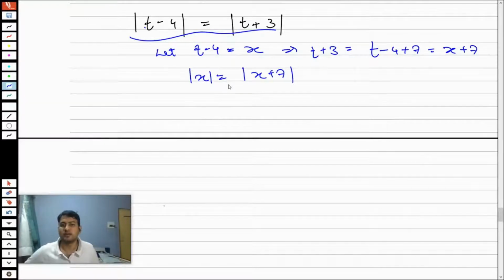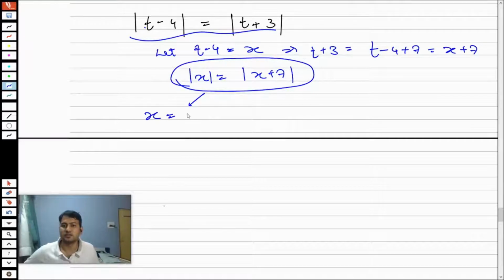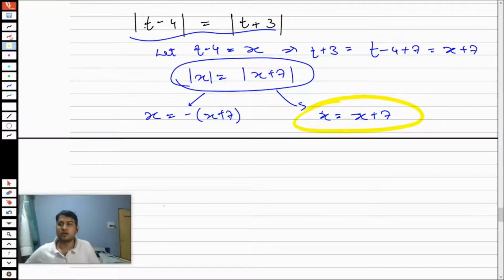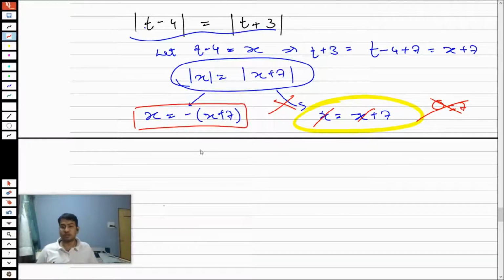Now, how do you solve it? The way to solve this would be x equals minus of x plus 7, or x equals just positive x plus 7. But if you take this root, the x cancels and you get 0 equals 7, which is a contradiction. So you cannot take something like this, and the only option is x equals negative of x plus 7. When you take this root, you get 2x equals minus 7, which implies x equals minus 3.5.